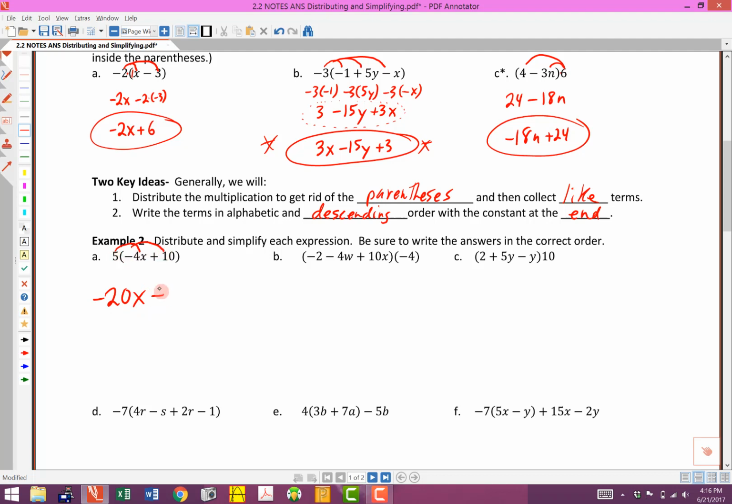Then positive 5 times positive 10, that's going to be 50. And look, done right there. It's in the right order and everything. This one's got the number we're multiplying by on the end, so we're going to do this.